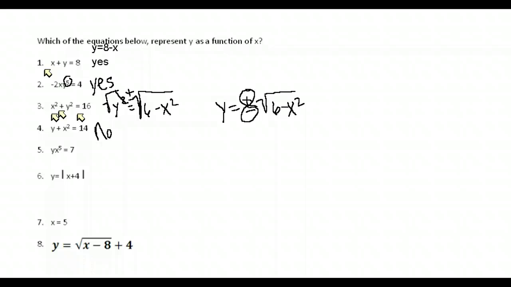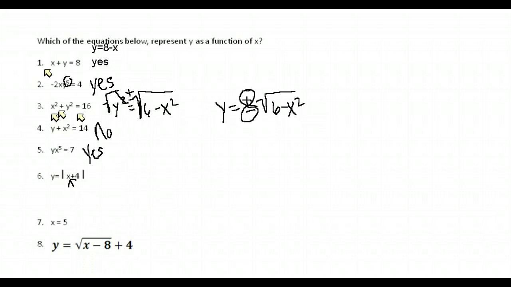Here is another one, y times x to the fifth equals 7. Again, odd powers make us okay, so this will be a function. Next, y equals the absolute value of x plus 4. Now, when we're solving absolute value equations, we do get two answers. But notice those two answers would be for the x. So we get two different x values for one y.